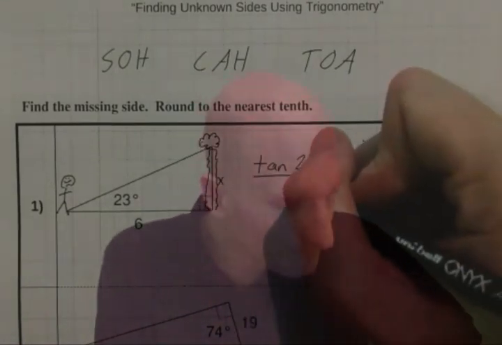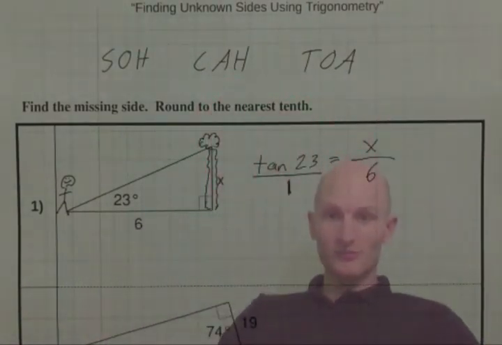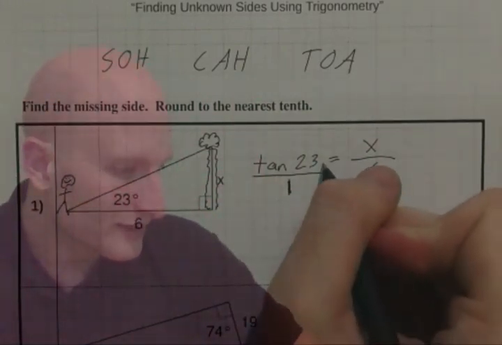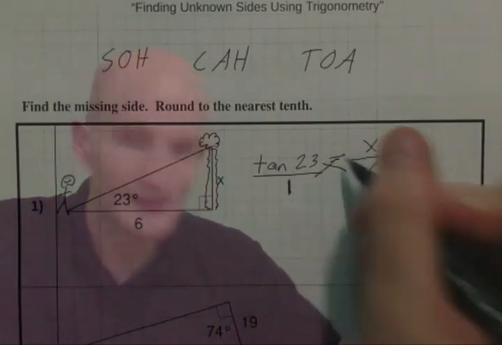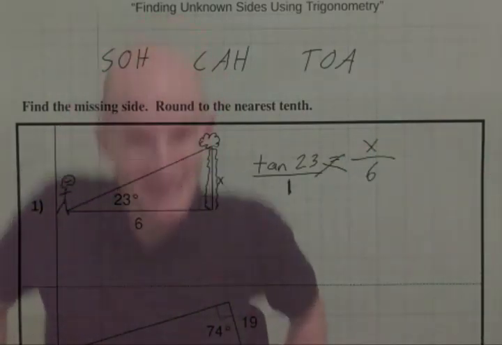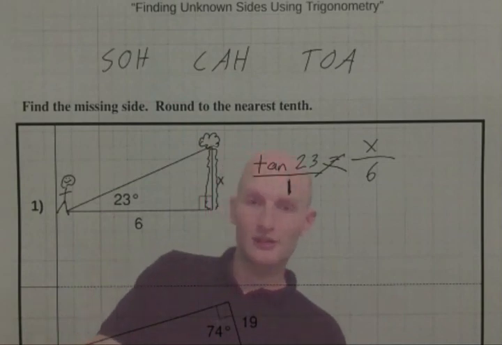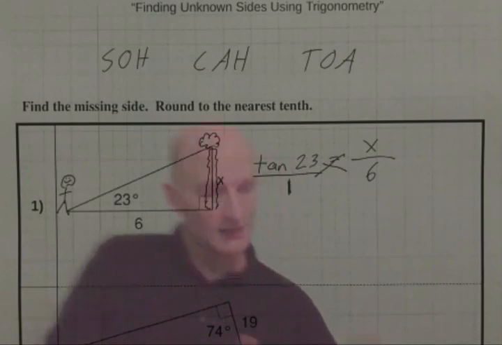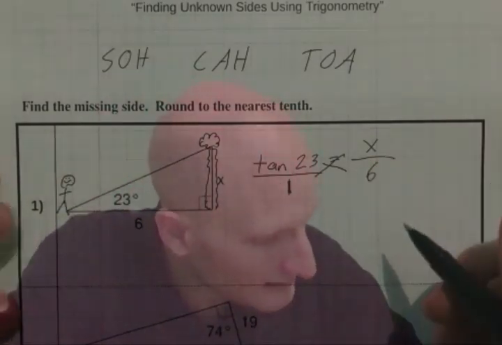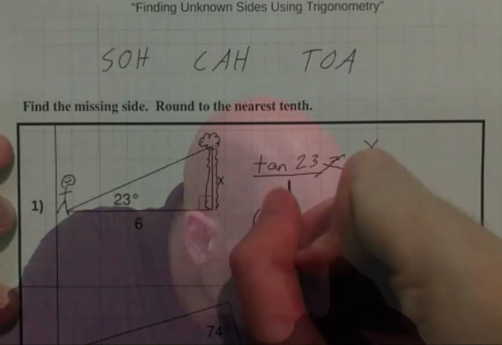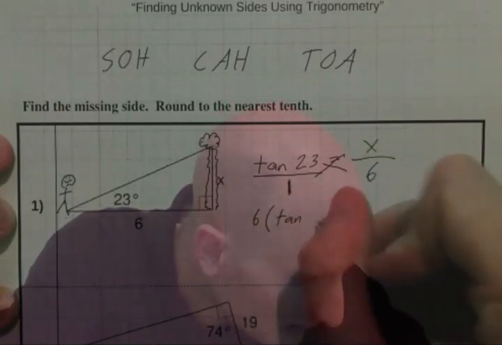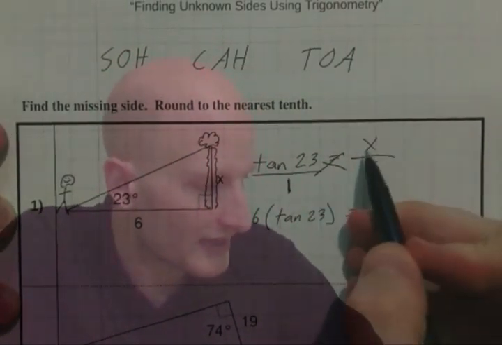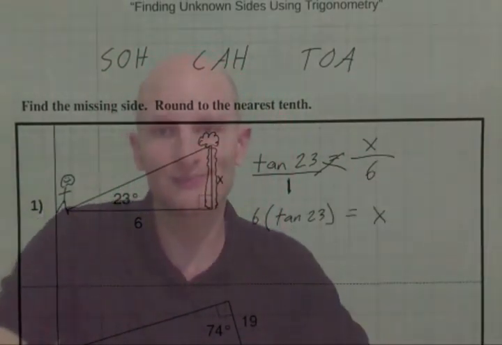Now we can cross multiply. We know that this times that, tangent of 23 times 6 equals x times 1. Now this one is easier than some that you'll see on this worksheet, because this problem involves no dividing. So now we're going to go tangent of 23 times 6, or you can go 6 times tangent of 23, same thing, equals x times 1, which is x.